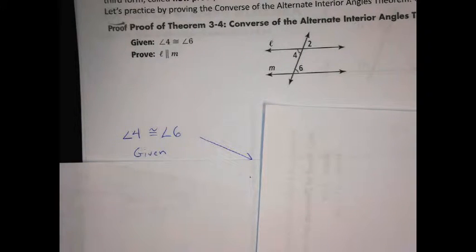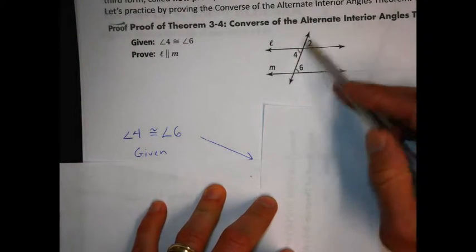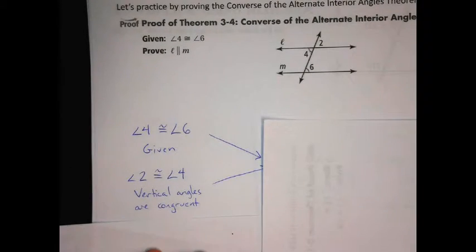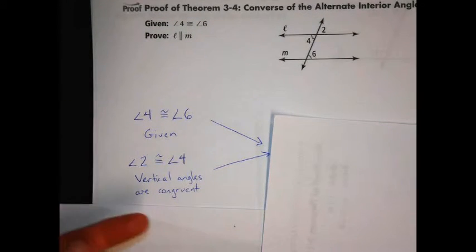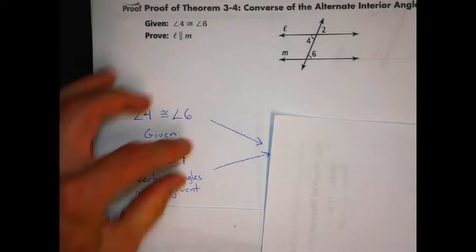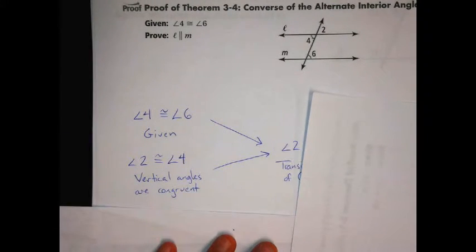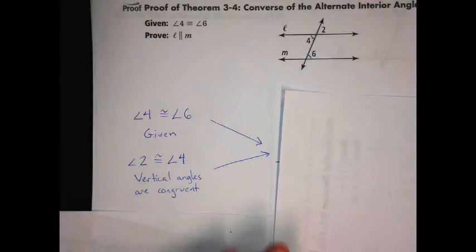How do we throw angle 2 in the mix? Hopefully you remember a thing. Do you notice what's going on between angle 4 and angle 2? Why, yes, they are vertical angles. And we know that vertical angles are congruent. Okay? So this is how the flow proof works. You say these things and you draw arrows.